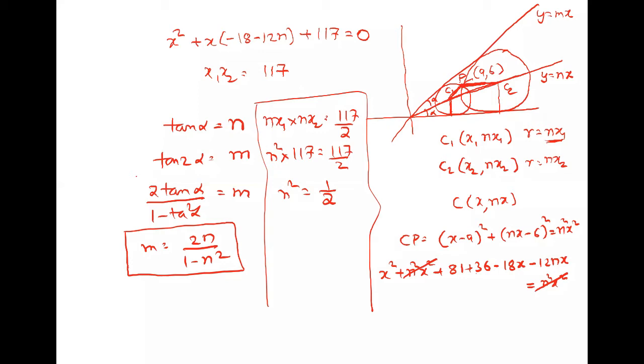We substitute here. So the m value is 2 into 1 by root 2, divided by 1 minus 1 by 2. So what is the m value we get? Root 2 will cancel. We get 2 root 2. Once we know 2 root 2, the equation will be 2 root 2 x. This is what we have to prove. Go through it slowly, you will understand easily. It's not at all tough.